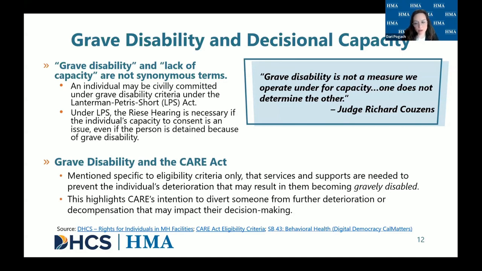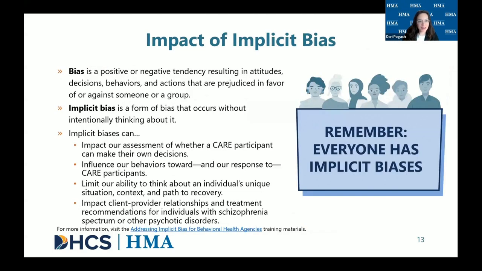Some of you may also have heard of or be aware of Senate Bill 43, which expands the definition of grave disability to include individuals with severe substance use disorders, including co-occurring mental health and SUD. And this new law will go into effect in California in January of 2026, and we have more information about SB 43 in the notes. And with that, I'm going to turn it back over to Dr. Avery to talk about implicit bias.